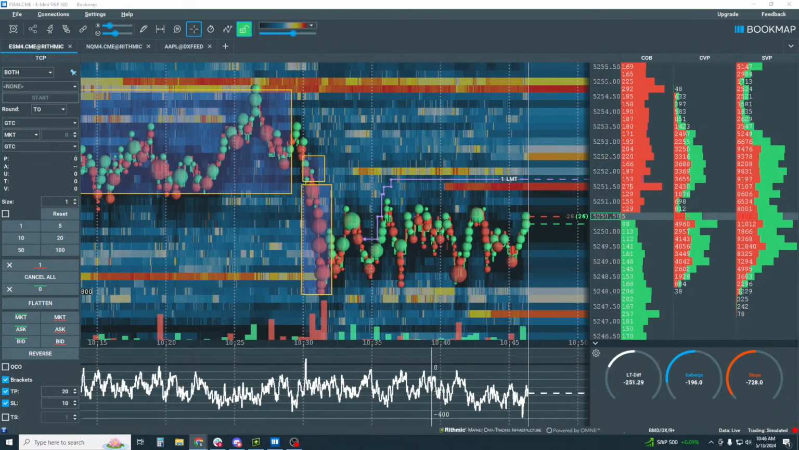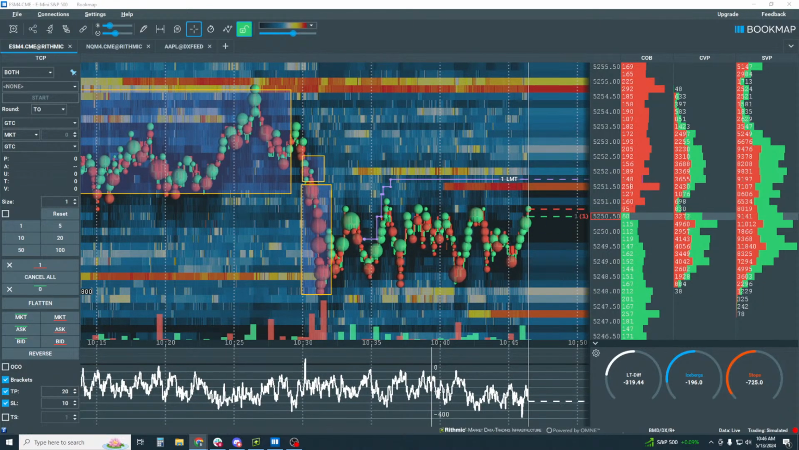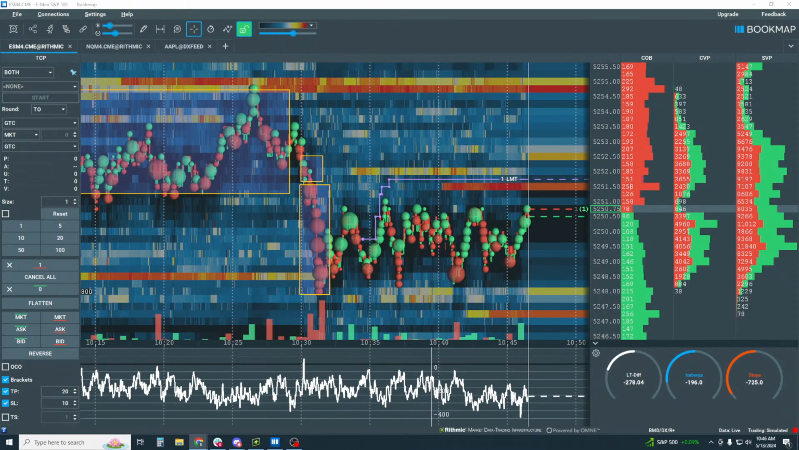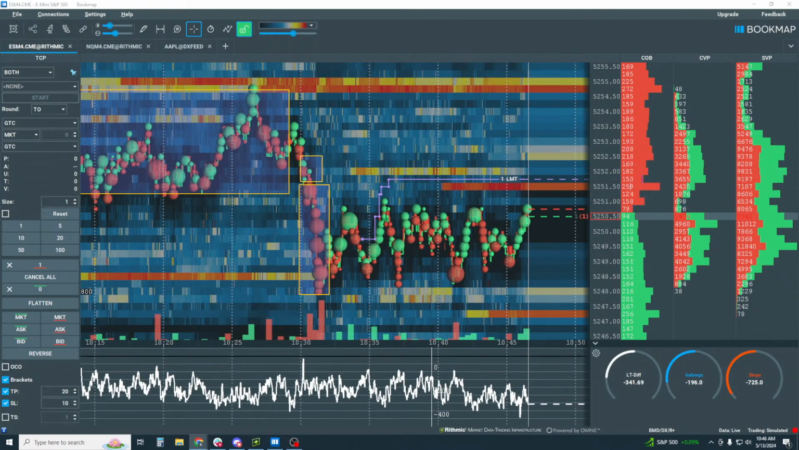Okay, we have our CPI on Wednesday. Yeah, we have a big week. Retail sales on Wednesday as well.